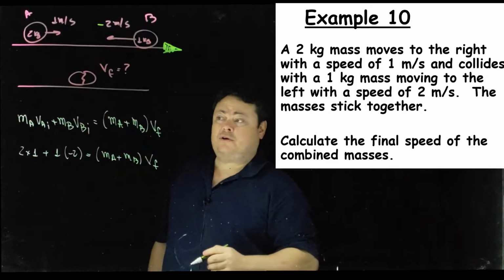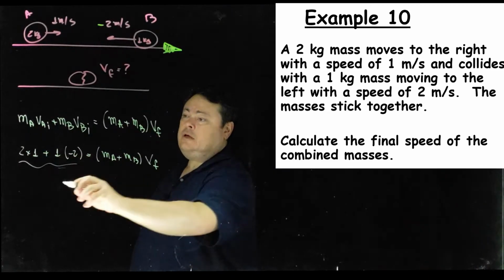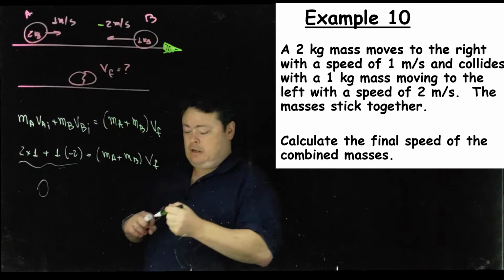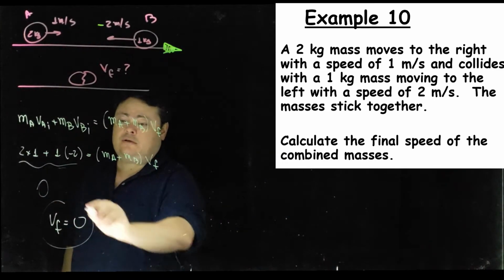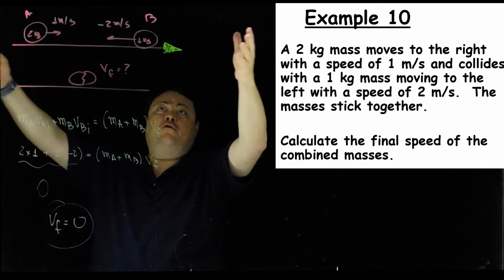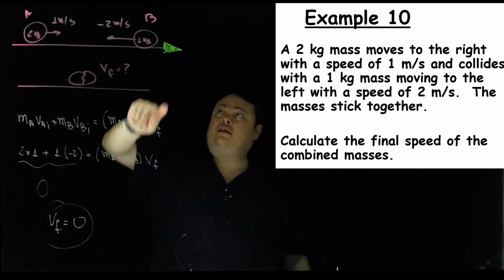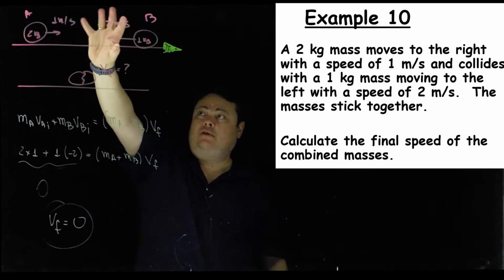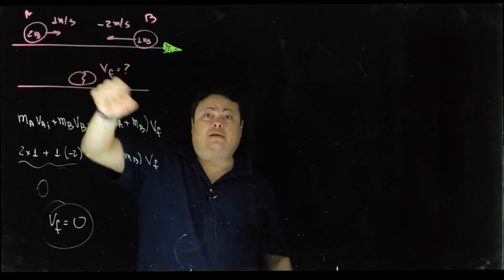When we plug in the numbers, we get that the left-hand side of this equation is actually 0. That means the final velocity of the system is 0. Their initial momentum was 0. Although they were moving with respect to each other, their final momentum is still 0. Notice that the kinetic energy of the system, in this case, was completely gone. It became heat and sound.